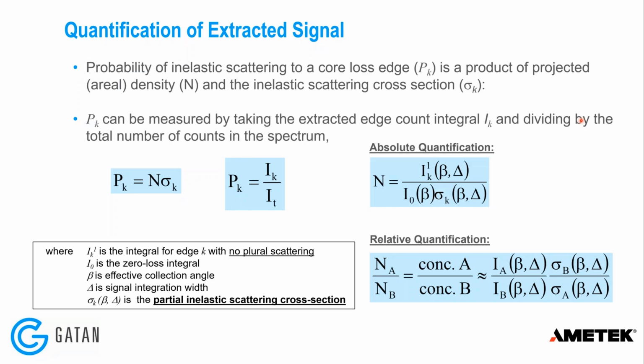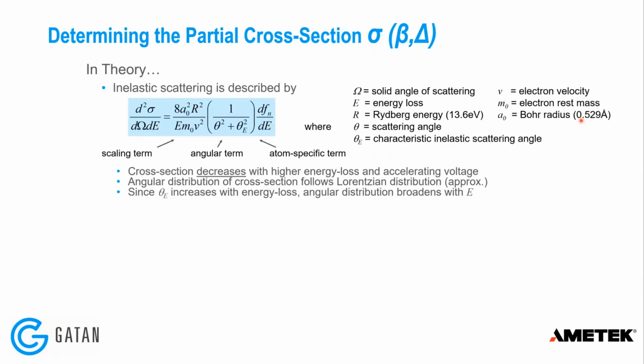I've mentioned a lot about these scattering cross-sections. So what do we mean by scattering cross-section? Just a little recap, this is the double differential equation for EELS. We're really interested in how the inelastic scattering intensity varies with scattering angle and with energy loss. We have three main parts to this equation: a scaling term, which is just constants at the beginning, an angular term, and an atom-specific term.